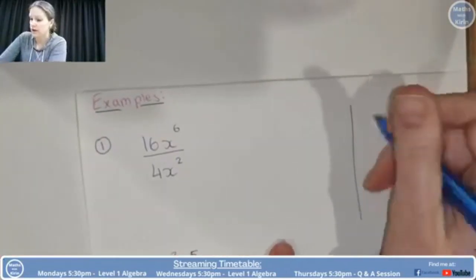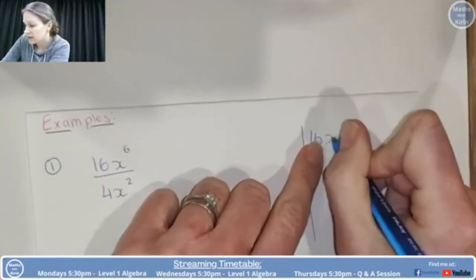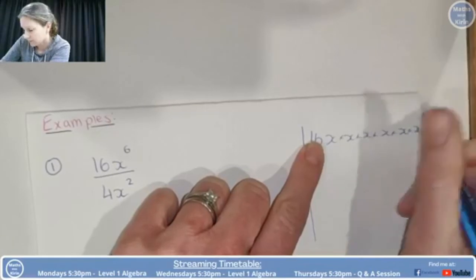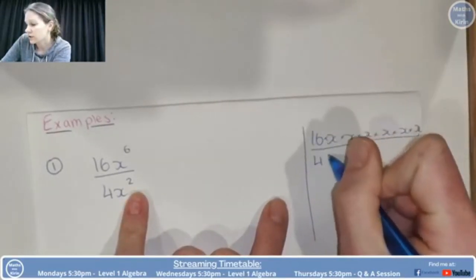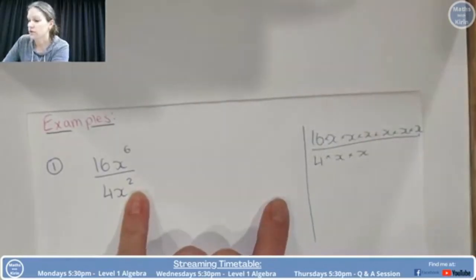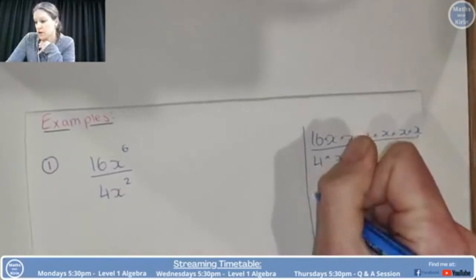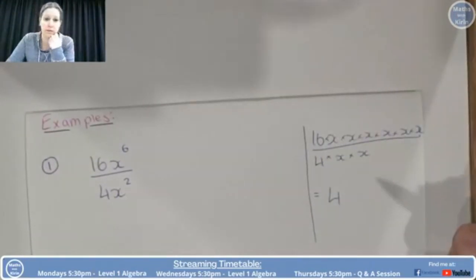So if we just take our wee side, we've got 16 x to the power of 6, which is really x times x times x times x times x times x. So we've got 6 x's, and then we've got 4 times, and we've got 2 x's here. So 16 over 4, we can simplify that as we would a normal fraction. 16 over 4, well, that's just the same as 4. 4 fits into 16 4 times.